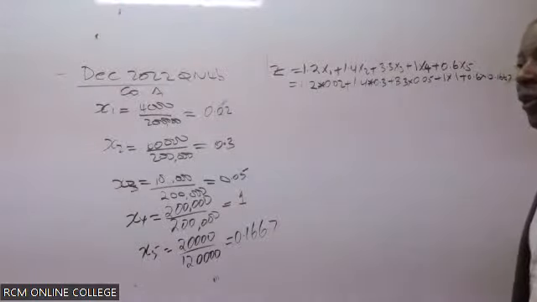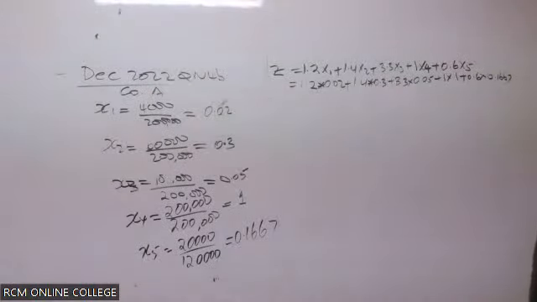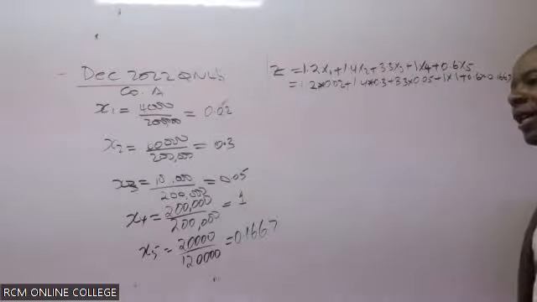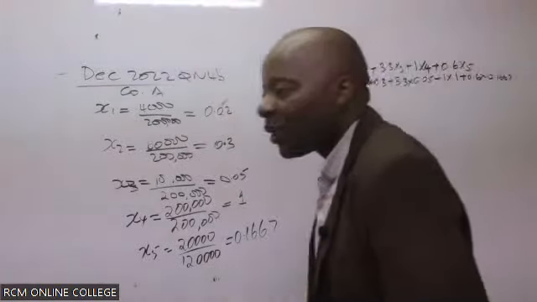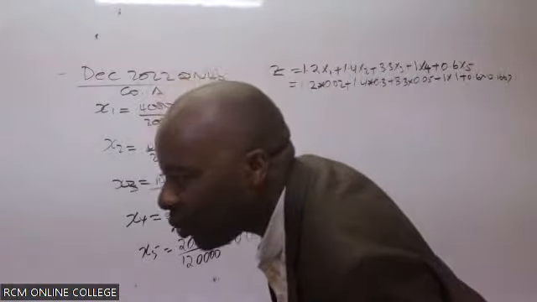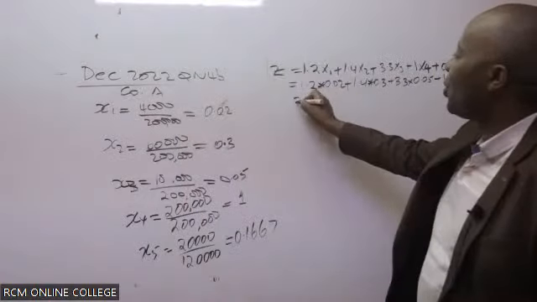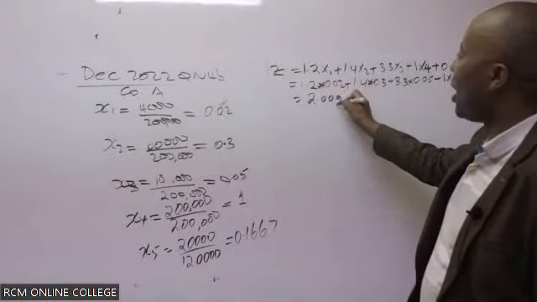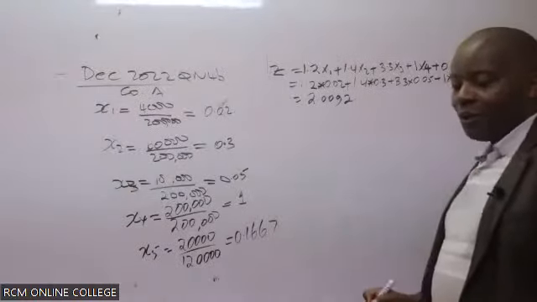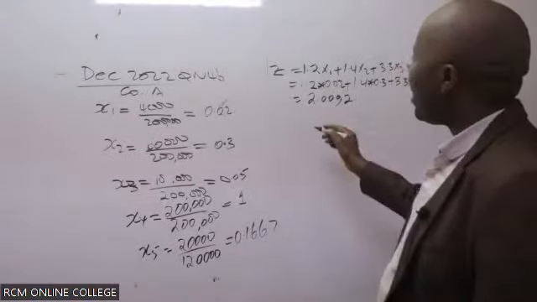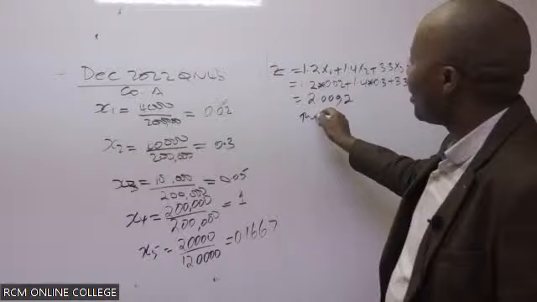Please give us the final Z figure. So the final Z figure, according to Raphael, is 2.0092. Thank you very much. So for company A, can you kindly make a decision?